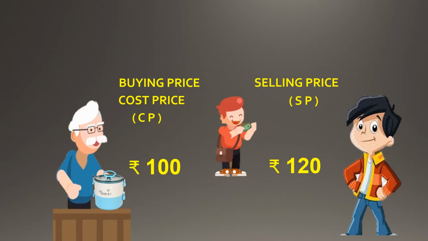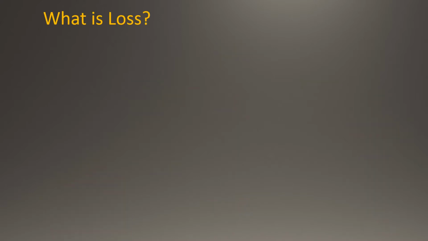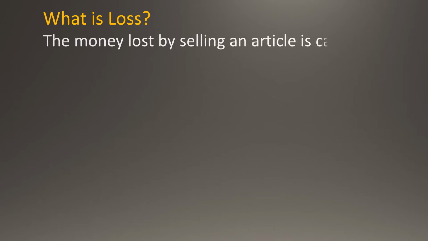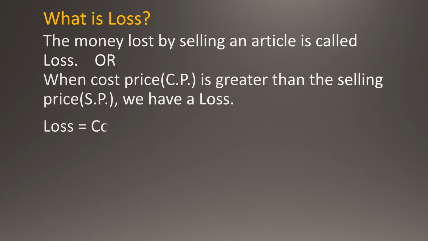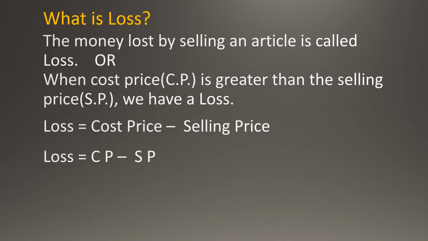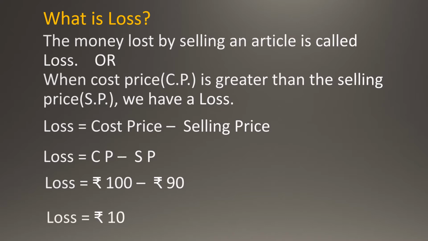But if Vedant sold a lunchbox for rupees 90, so the cost price of lunchbox is rupees 100 and the selling price of lunchbox is rupees 90. That means Vedant suffered a loss of rupees 10. So what is loss? The money lost by selling an article is called loss. Or when cost price is greater than the selling price, we have a loss. So loss is equal to cost price minus selling price, or loss is equal to CP minus SP. That is rupees 100 minus rupees 90. Now do the subtraction. So loss is equal to rupees 10.